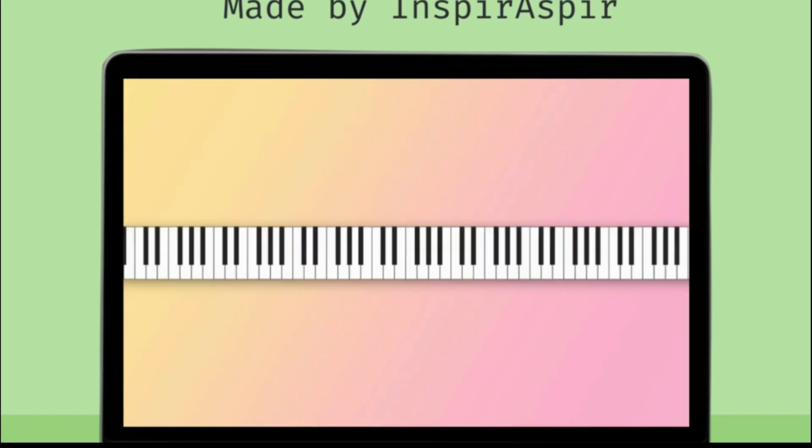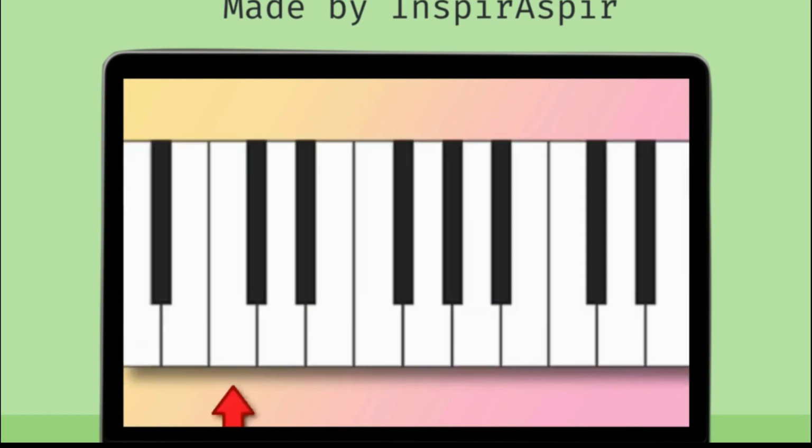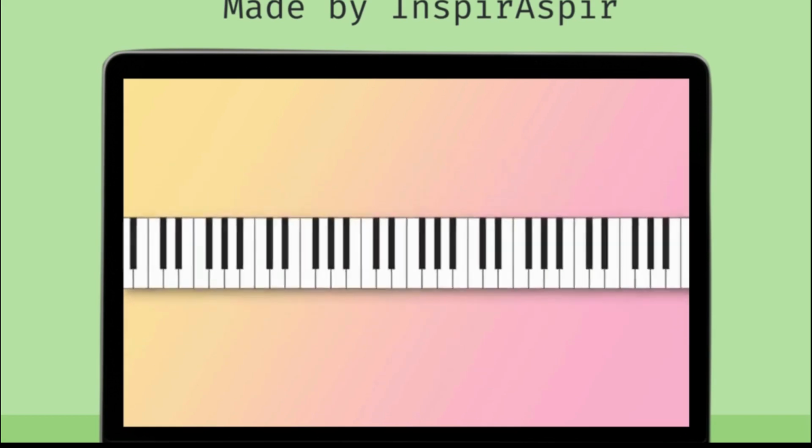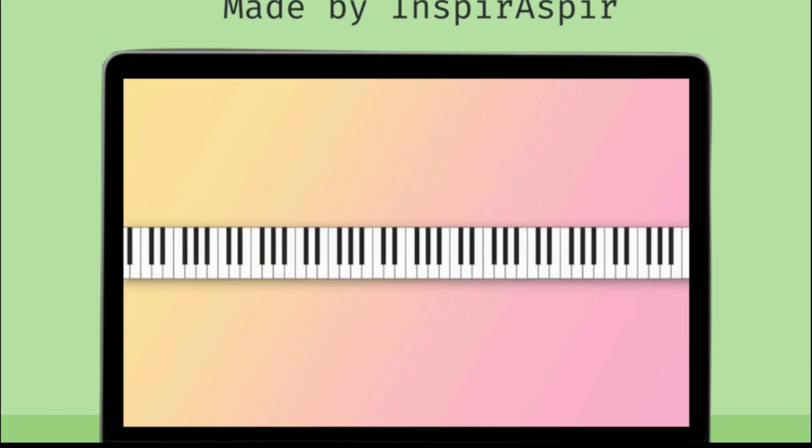This is popular because a C major scale uses only the white keys on the piano. You will recognize this as your do, re, mi's. However, a major scale can be placed on any root note.